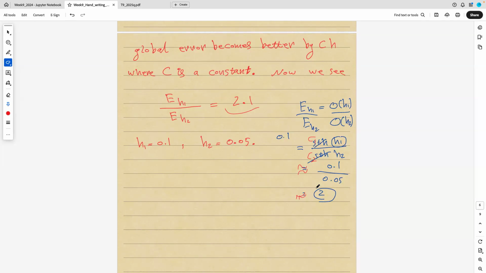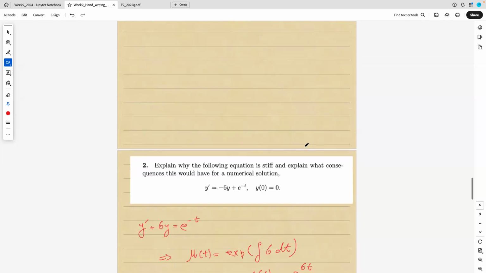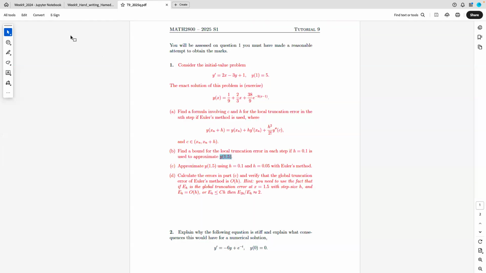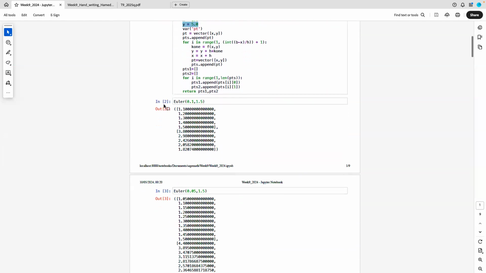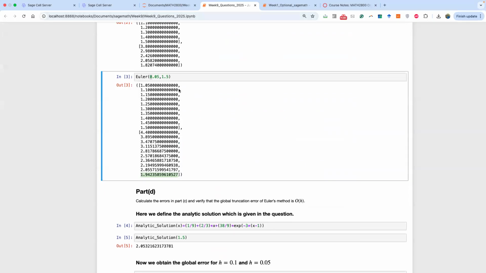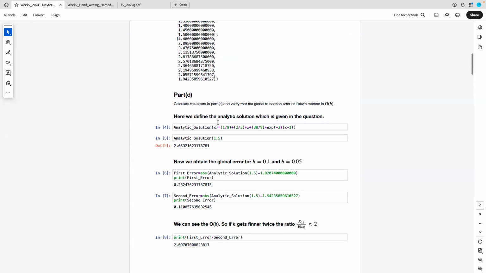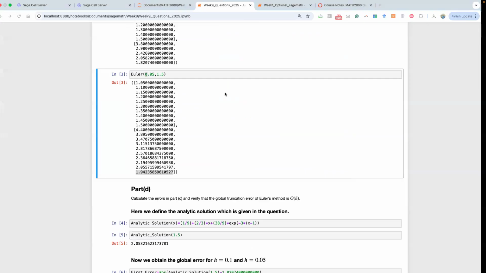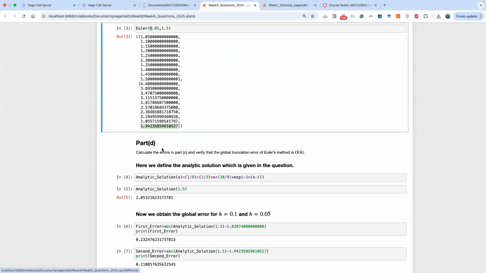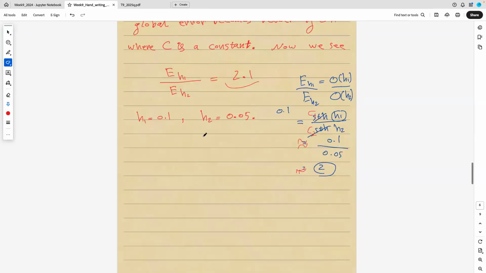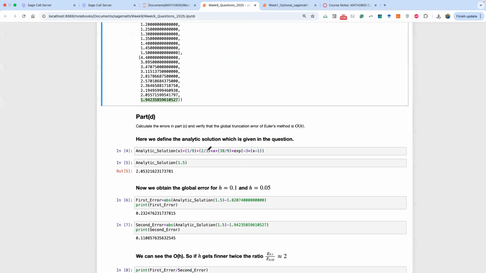Okay, now before going to question 2, this is the PDF version of the Jupyter Notebook, where I have printed the same thing that we've got here. So we can see this one. Okay, so let's go here, part D. It's the thing that I just explained here.